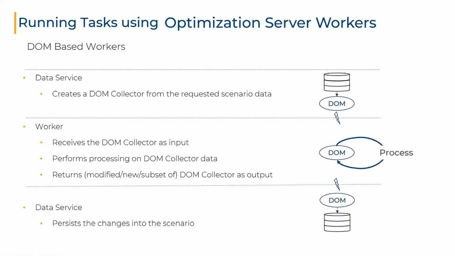When the user starts one of those workers, the request is sent to the backend. The backend will call the data service to create an extract of the current scenario in a DOM collector format. This DOM collector will be serialized and sent to the worker by the optimization server. The worker will receive the collector work input. It will perform some processing using the collector API and data, and finally, it will return a modified DOM collector as output. This output will be sent back to the data service and synchronized with the scenario.